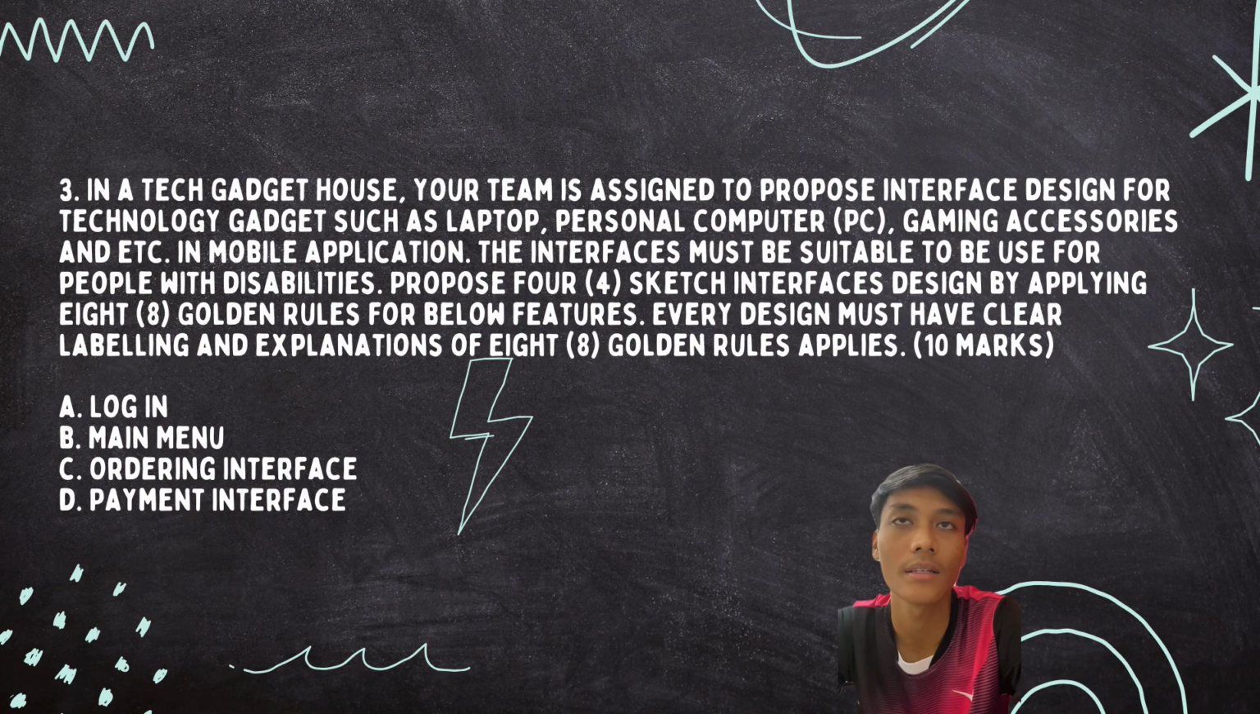Okay, for question number 3, in attached gadget house, your team is assigned to propose interface design for technology gadgets such as a laptop, personal computer, game accessories and more in mobile application. The interface must be suitable to be used for people with disabilities. Propose a sketch interface design by applying 8 golden rules for below features. Every design must be clear. Labeling and explanation of 8 golden rules applies.